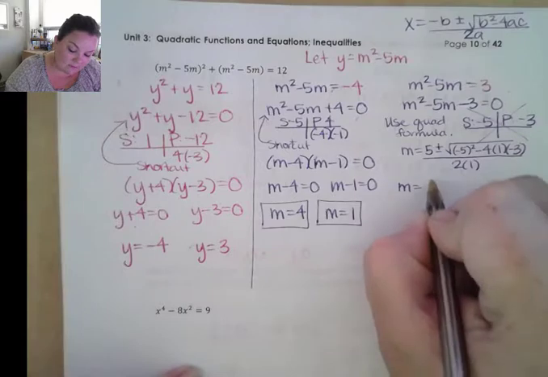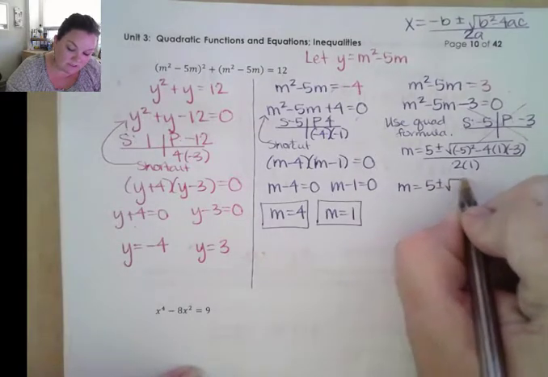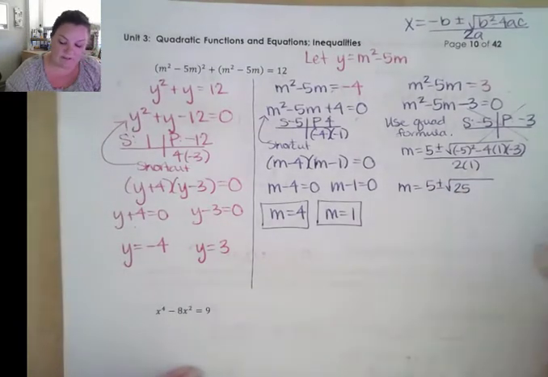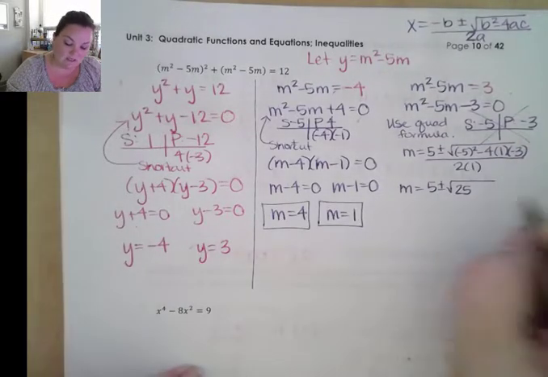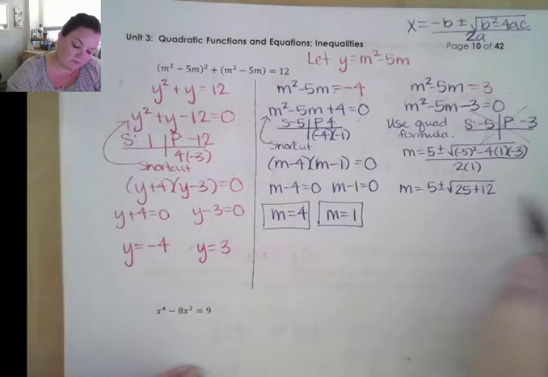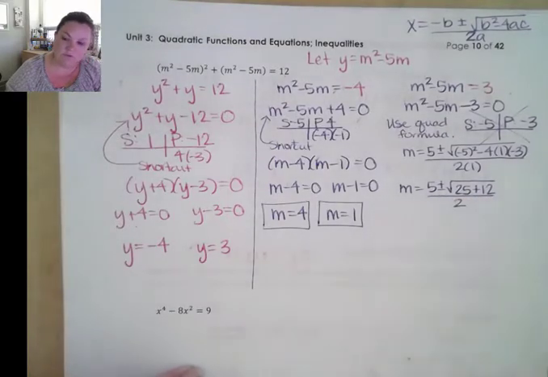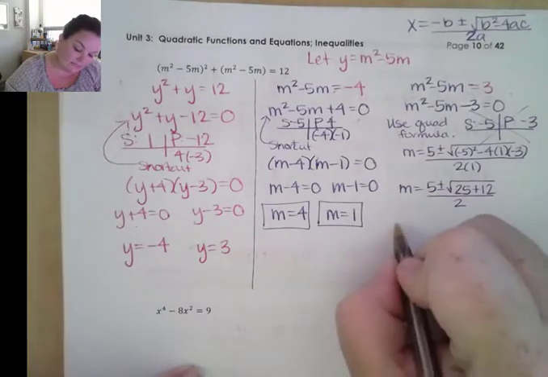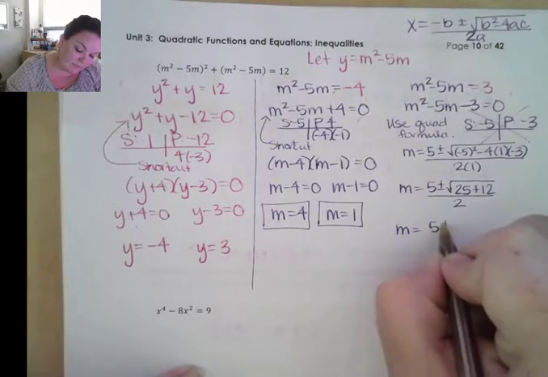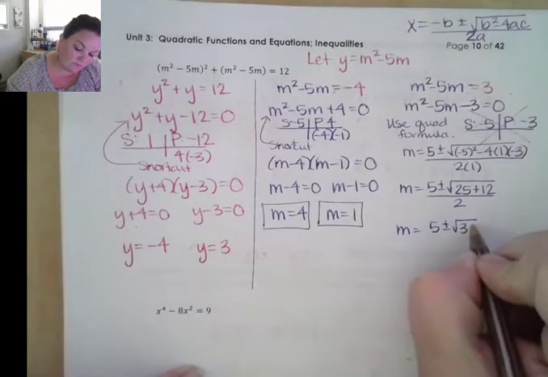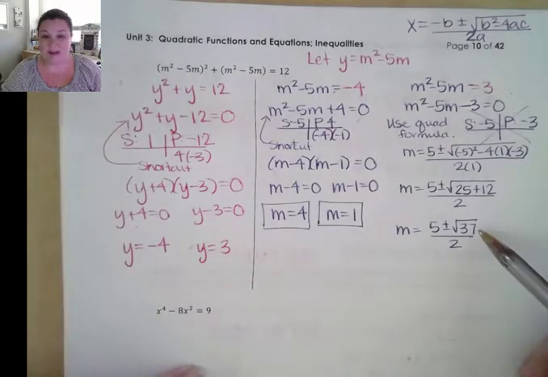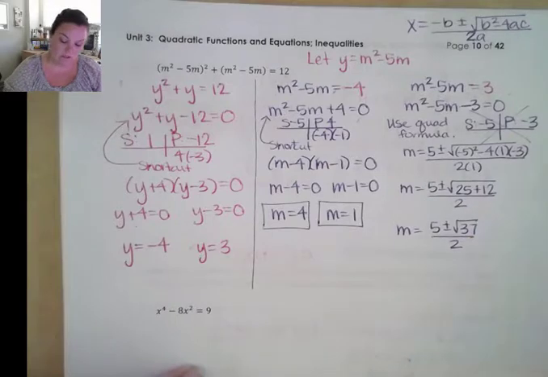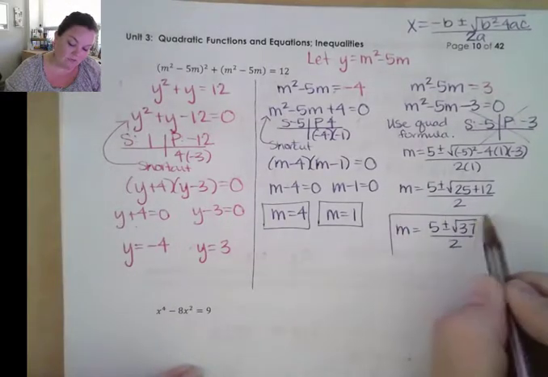So m is equal to 5 plus or minus the square root of 25. And then when I multiply these three numbers together, I see two negatives, so it's going to end up being a positive 12 all over 2. So I get m is equal to 5 plus or minus the square root of 37 all over 2. 37 is a prime number, so it's not going to factor down to where we can reduce this radical. So this is as far as we go.